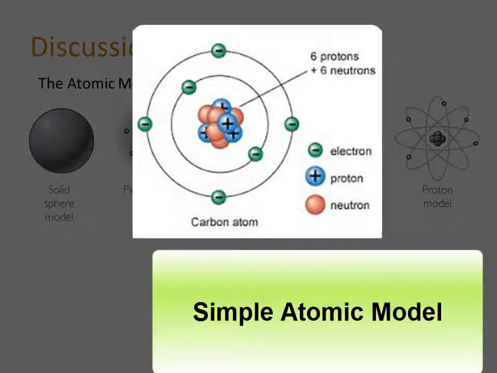The most common model we will use in class is the simple atomic model. The simple atomic model takes pieces of most of the previous models presented to the scientific world. They include Rutherford's discovery of protons in the nucleus, Chadwick's discovery of neutral neutrons in the nucleus, and Bohr's discovery of electrons in orbits at specified distances from the nucleus. So this is known as the simple atomic model.